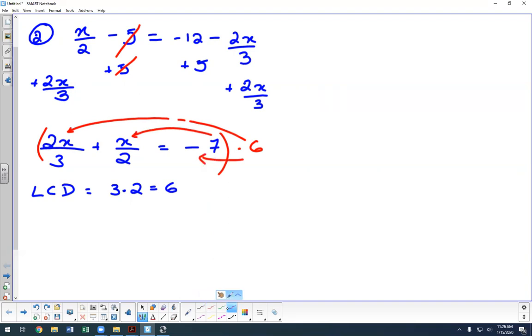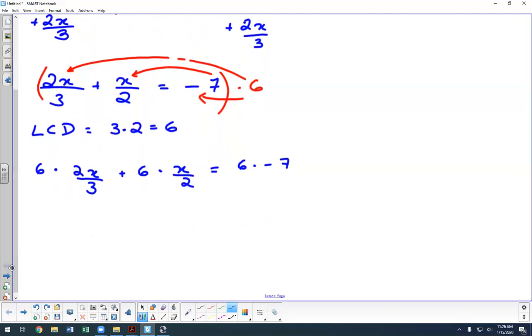Okay, so that will end up giving us 6 times 2x over 3 plus 6 times x over 2 equals 6 times negative 7. Make sure each term is getting multiplied by that number. So what do you think is going to happen on the first term when we multiply 6 with 2x over 3? Normally, what would you do? Do you multiply across or do you try to reduce your number?